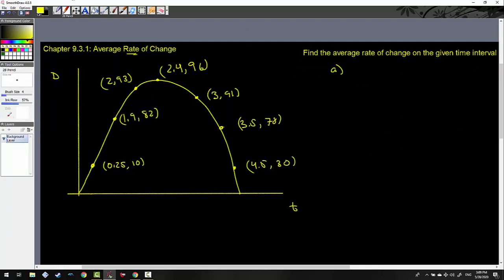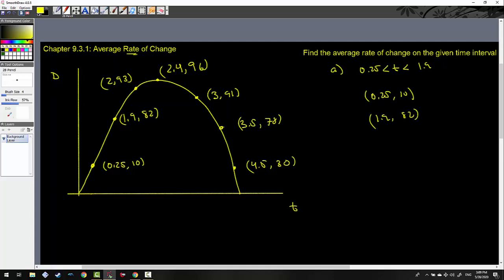All right, so from here, let's give ourselves the time interval from 0.25 to 1.9. So how does this work? Well, what I'm going to do is I'm going to say, okay, 0.25 gives me a coordinate of 10. And then 1.9 gives me a coordinate of 82.